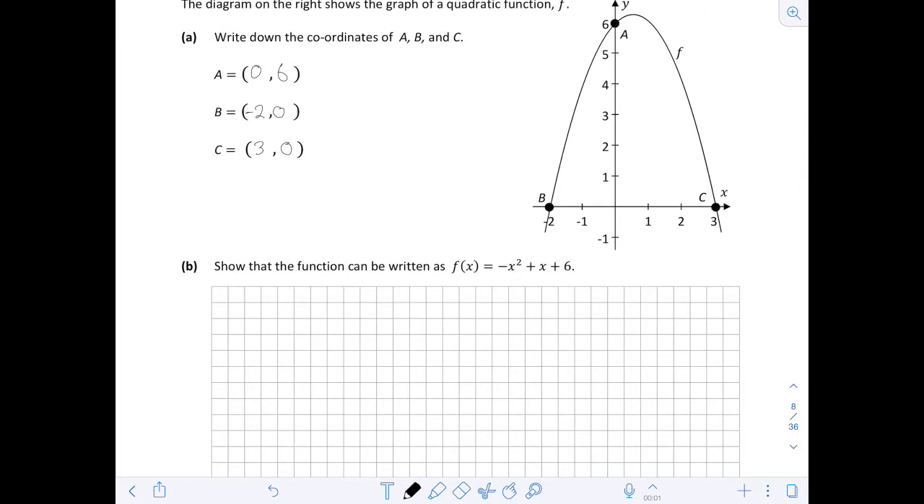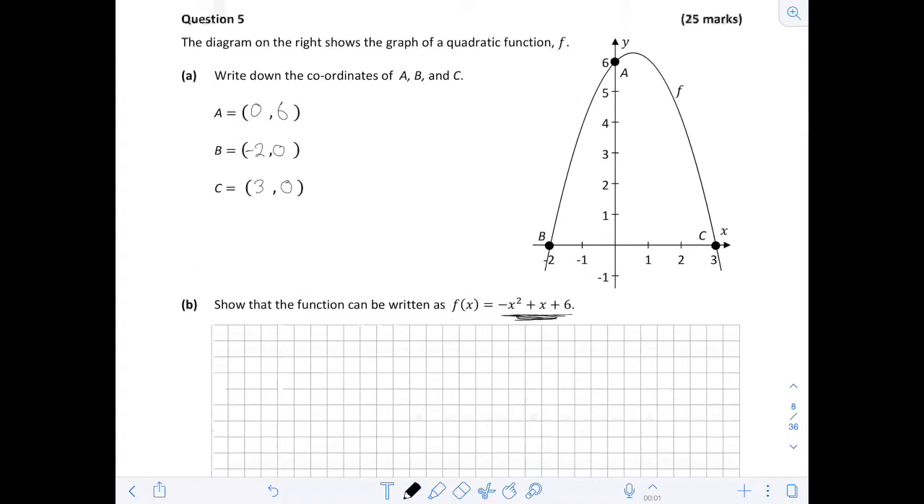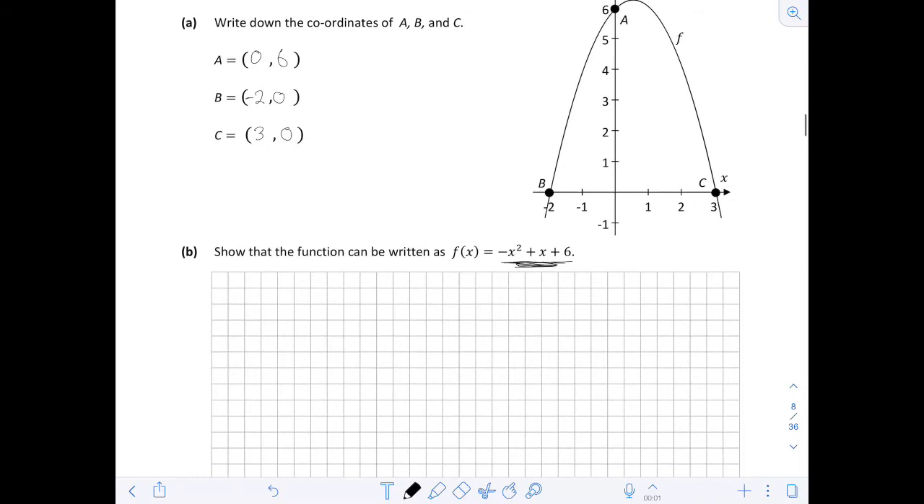Now, we now need to show that the function can be written as f of x equals minus x squared plus x plus 6. So basically, we want to check that each of these 3 points here slots into this function. So each of these 3 points, we want to check that they fit into this function over here. So maybe if we write out the function 3 times, we leave spaces. Let's do that. It might be a good thing to do.